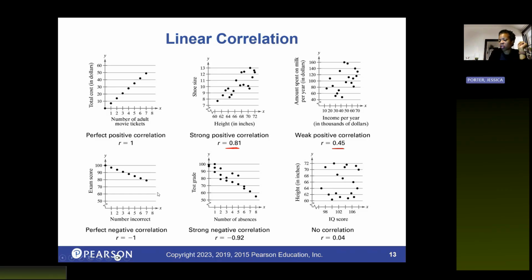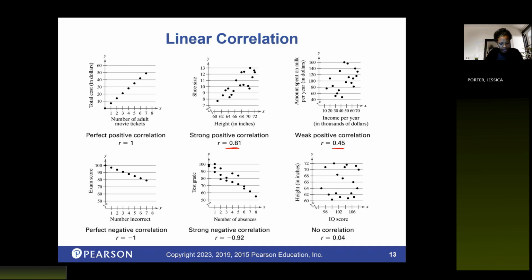Down here at the bottom, I'm looking at negative correlation. So a perfect negative correlation, again, your points form a line and decrease from left to right. A strong negative correlation, I can still kind of see the linearity of the relationship, but my points aren't all on one line. And then the last one, no correlation at all. That means points are everywhere. We can't distinguish a pattern.